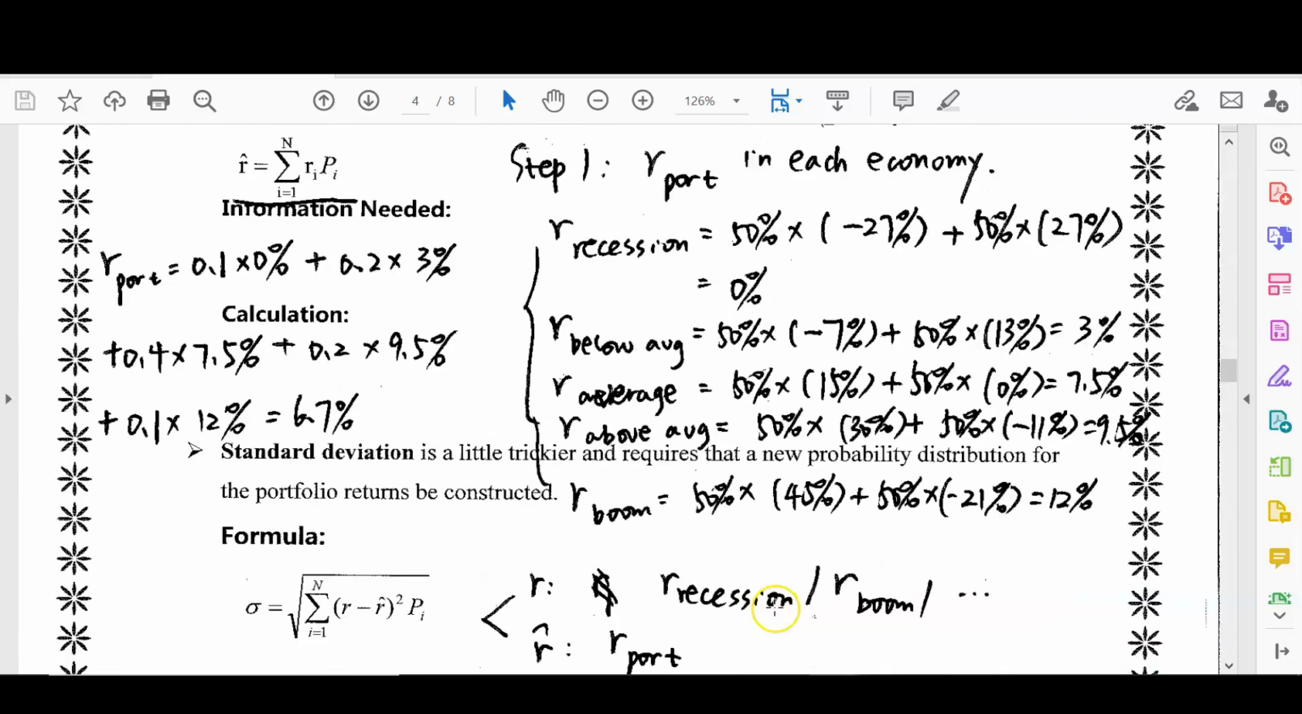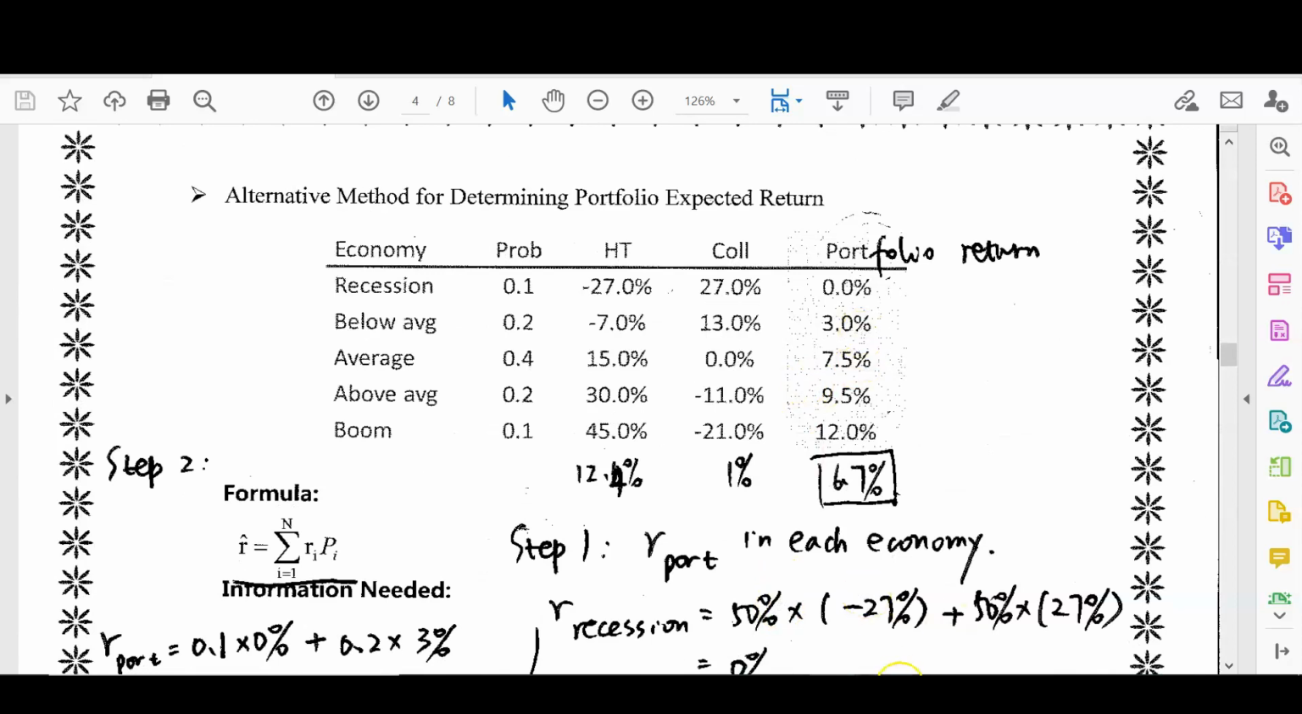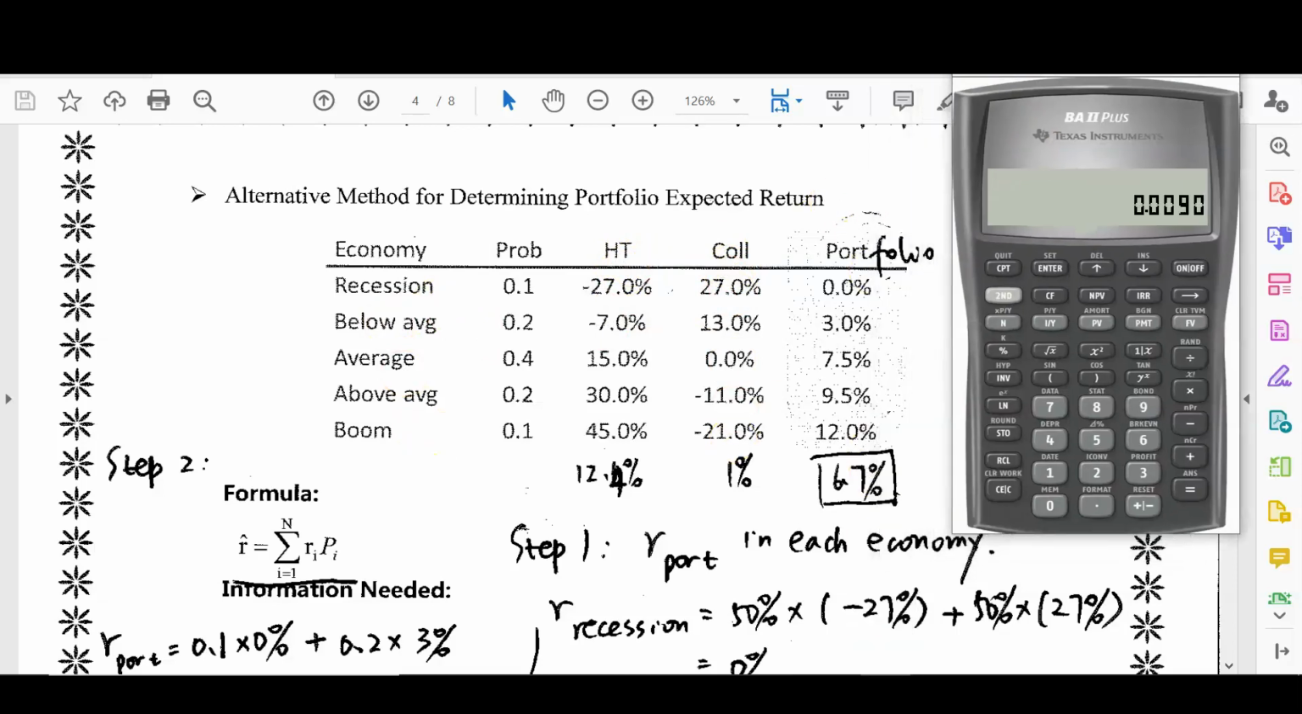Okay, so let me show you how I can use the calculator to solve for portfolio expected return and standard deviation. Step 1 is still getting this last column by using 50% multiplied by high-tech and collectible returns in each scenario and get the last column here. The second step is to go to second data. Okay, x1 becomes 0, enter, because that's the portfolio return in the first scenario. The probability would become 10. That's 0.1 multiplied by 100, enter.